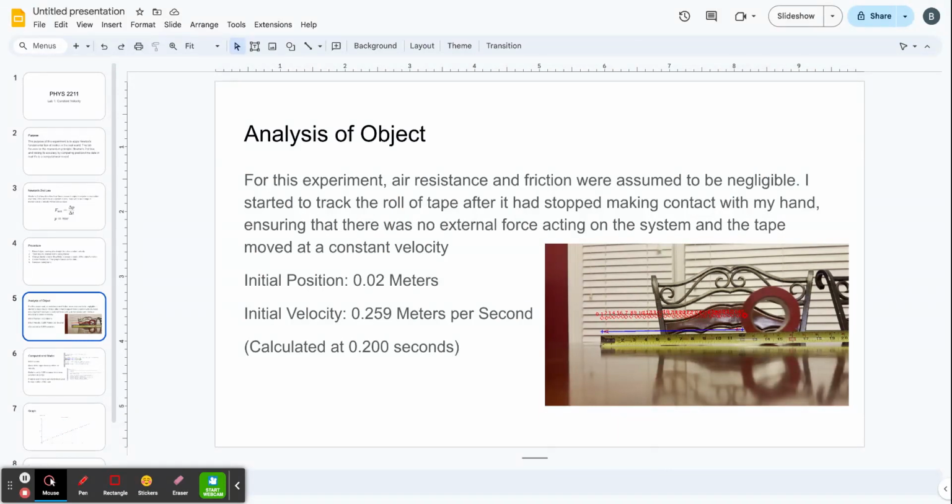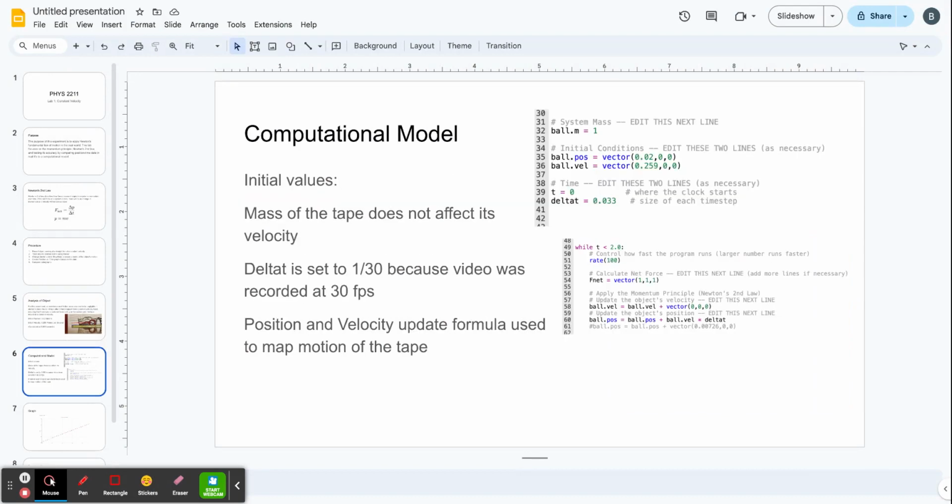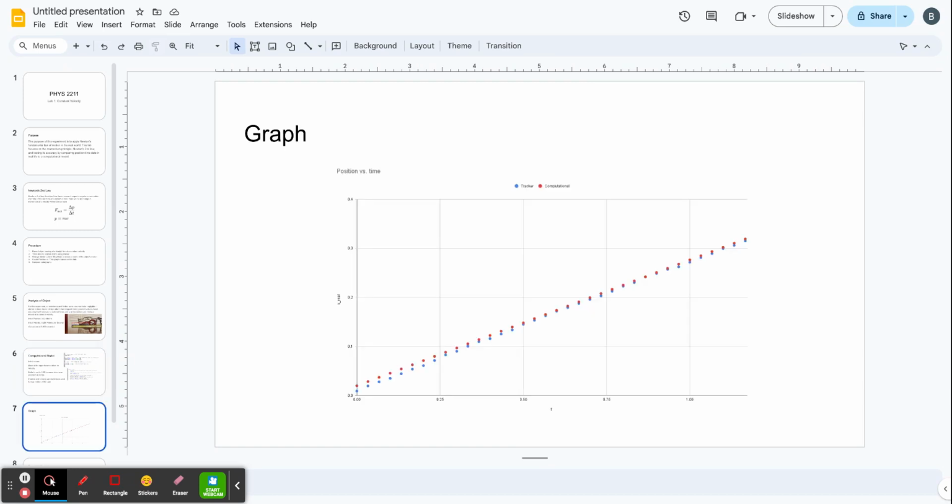So the initial position was 0.02 meters, and the initial velocity was 0.259 meters per second, calculated at 2 seconds. For the computational model, you can ignore mass because it cancels out. The equations: delta t is set to 1/30th because the video is recorded at 30 FPS, and the position and velocity formulas are used to map the motion of the tape, as seen in the pictures of the code below.